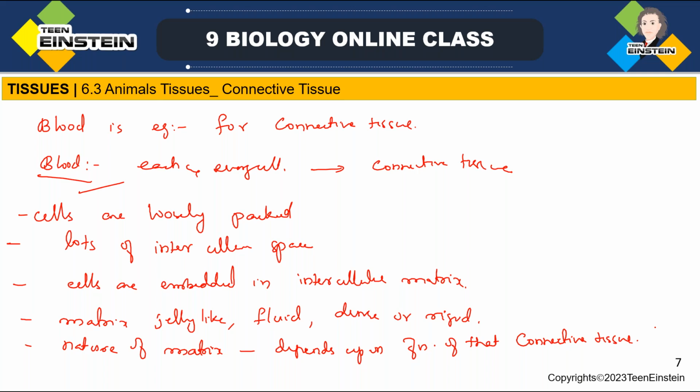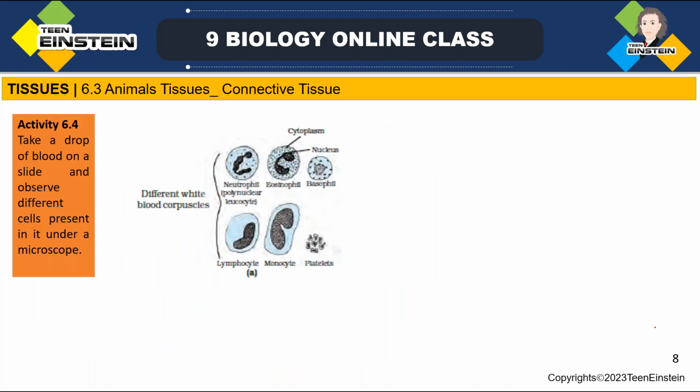There is a lot of intercellular space between cells. Blood cells are not thickly arranged, right? They are loosely packed, so the intercellular space is so much, and those cells are arranged in the matrix. That matrix may be fluid type, dense or rigid, or jelly type. The nature of the matrix is decided based on which function that particular connective tissue is doing. Clear?